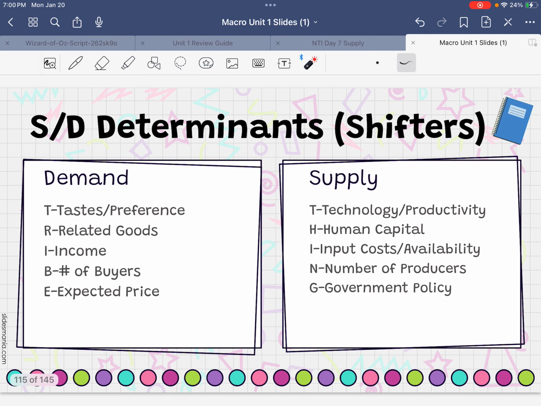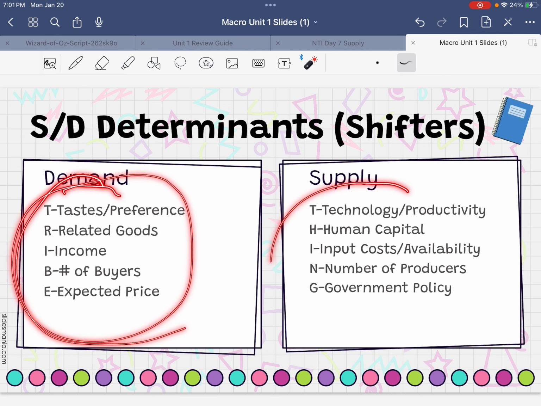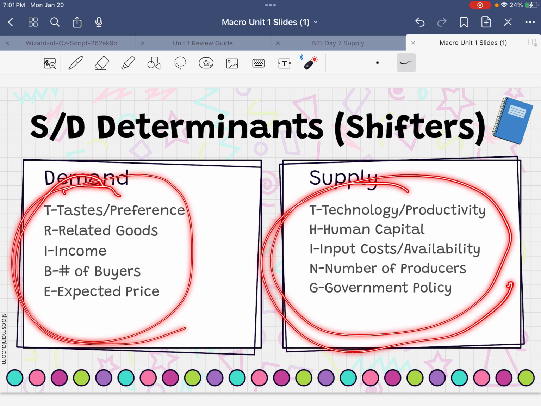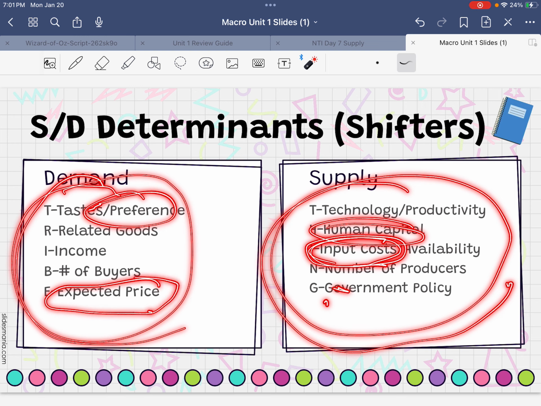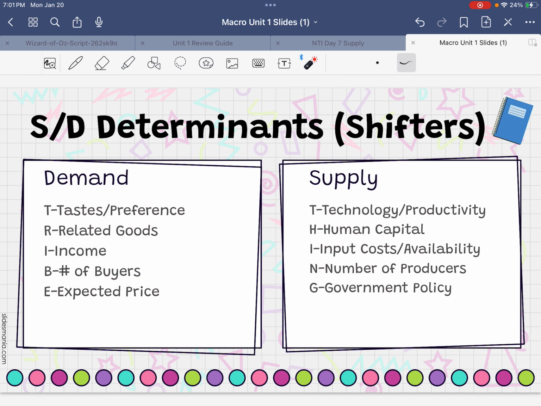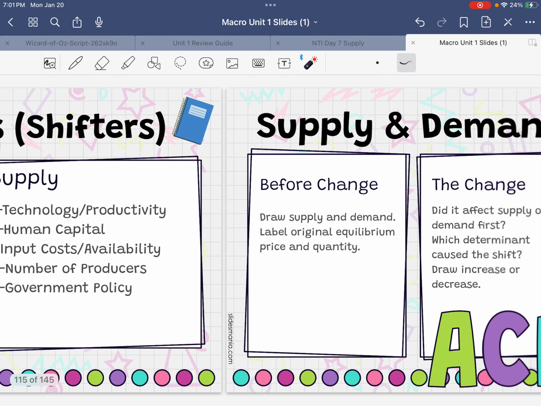All right, here are your answers. So write in the ones that you didn't get. Remember our changes for demand, spell out TRIBE. Our changes for supply, spell out THING. So if one of these things happens, like popularity, or the fabric used to make the shirt gets more expensive, increased education, the price is going to go down in the future, more buyers or more sellers, then we are going to shift the curve just like we did in class, where right is more and left is less.